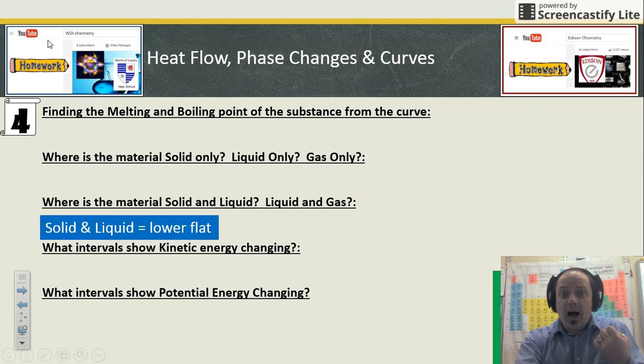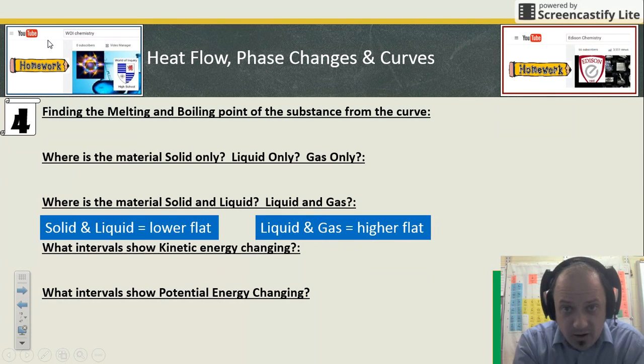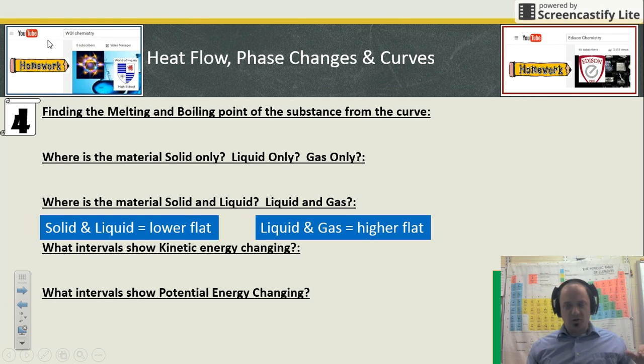Where are we having multiple phases of matter? Well, in the flat portions, where the material is changing from a solid to a liquid, lower flat, or a liquid to a gas, the higher flat, we've got both solids and liquids, or liquids and gases present. Okay, you'll never have a solid and a gas present at the same time on one of these graphs.